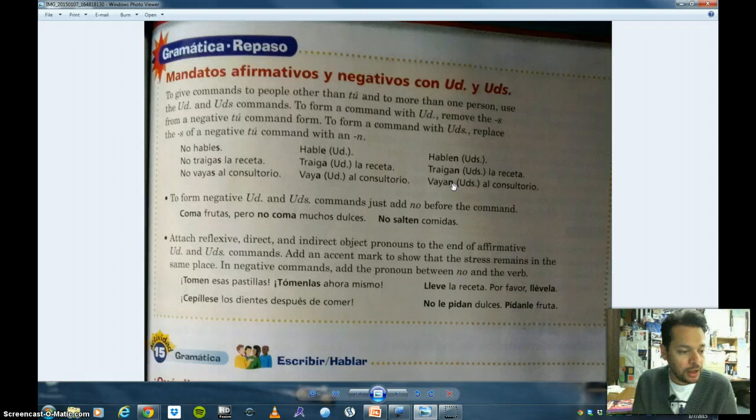All right? Well, let's tell either usted or ustedes what not to do. These are negative usted and ustedes commands. But take a look what it says in the book.